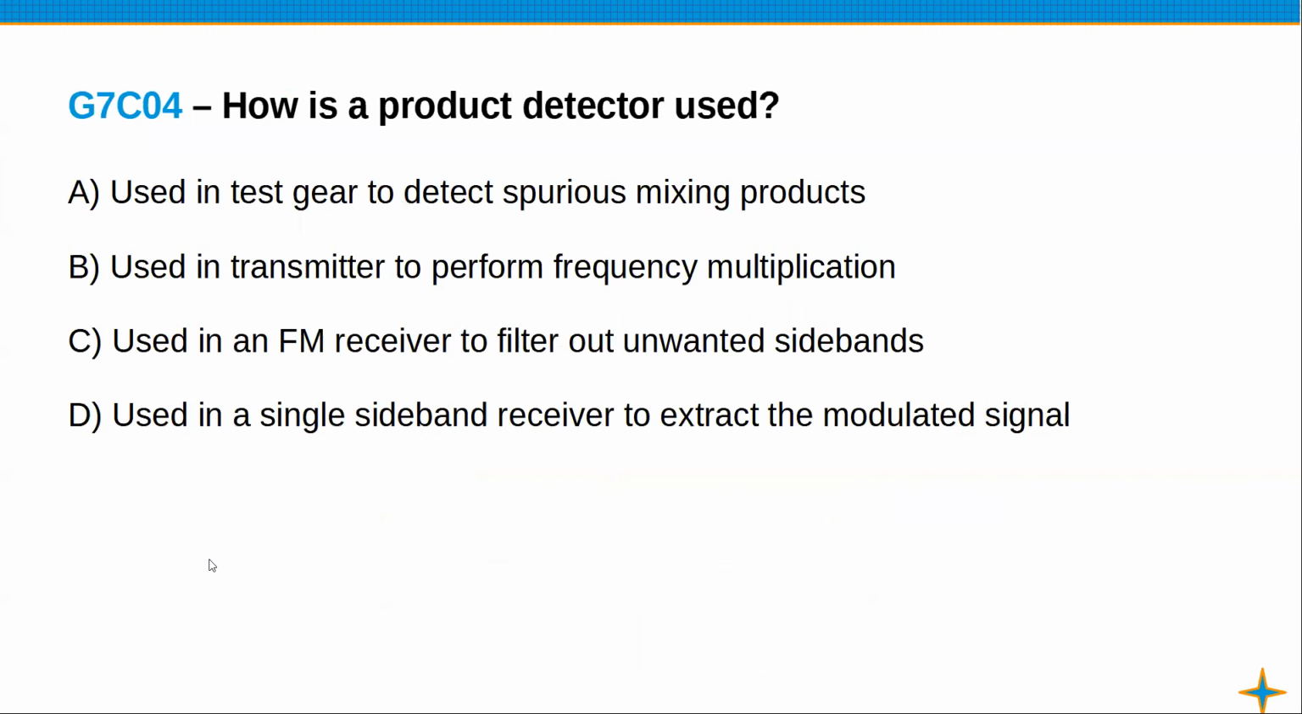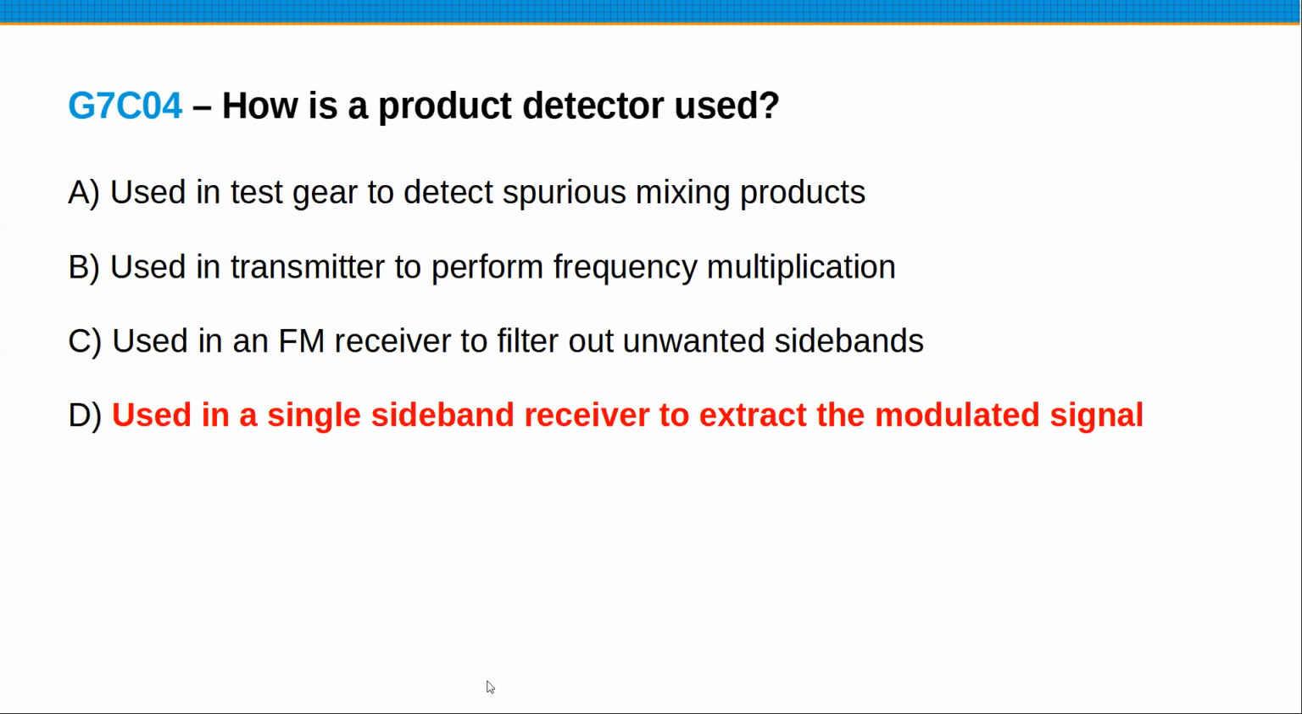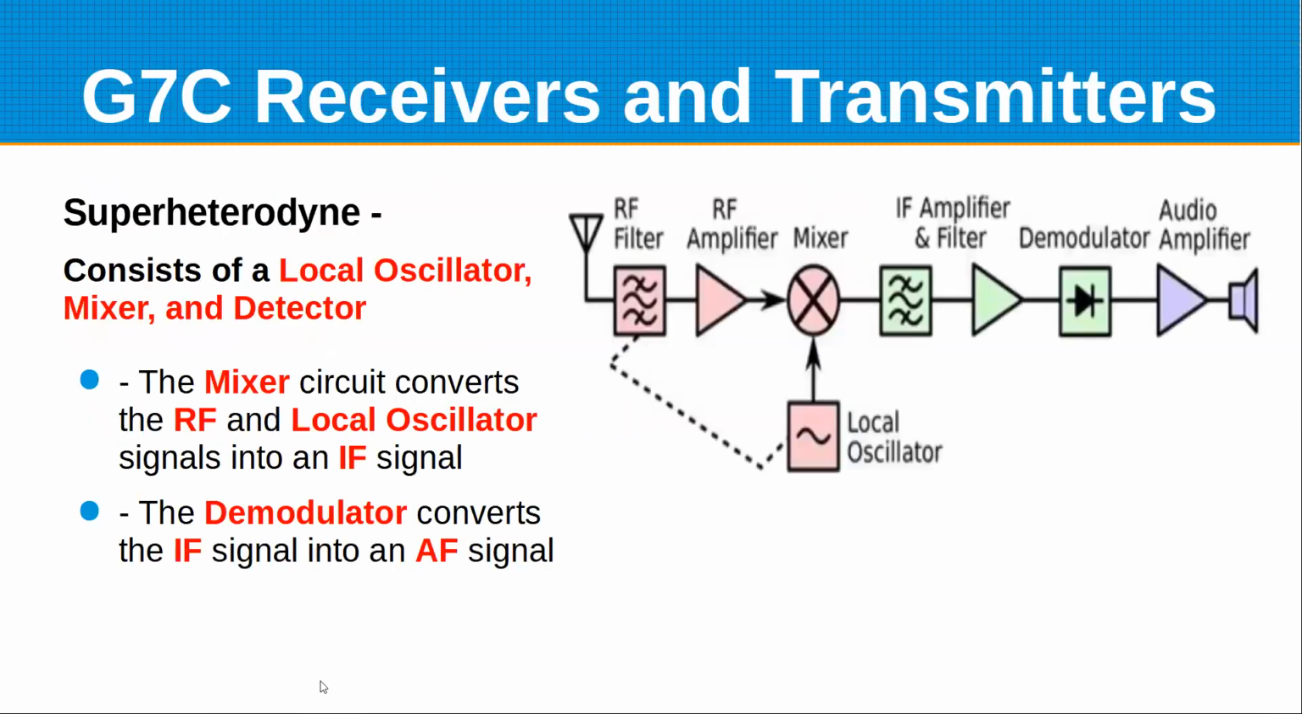So how is a product detector used? It's about the only time it's required for single sideband.